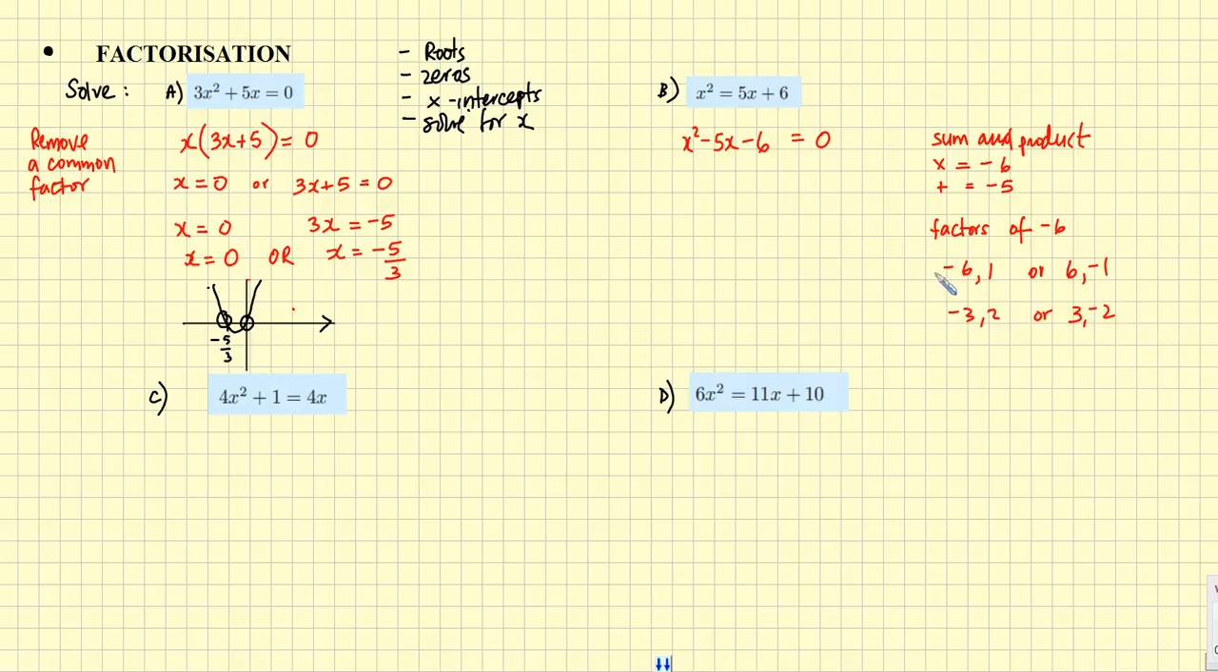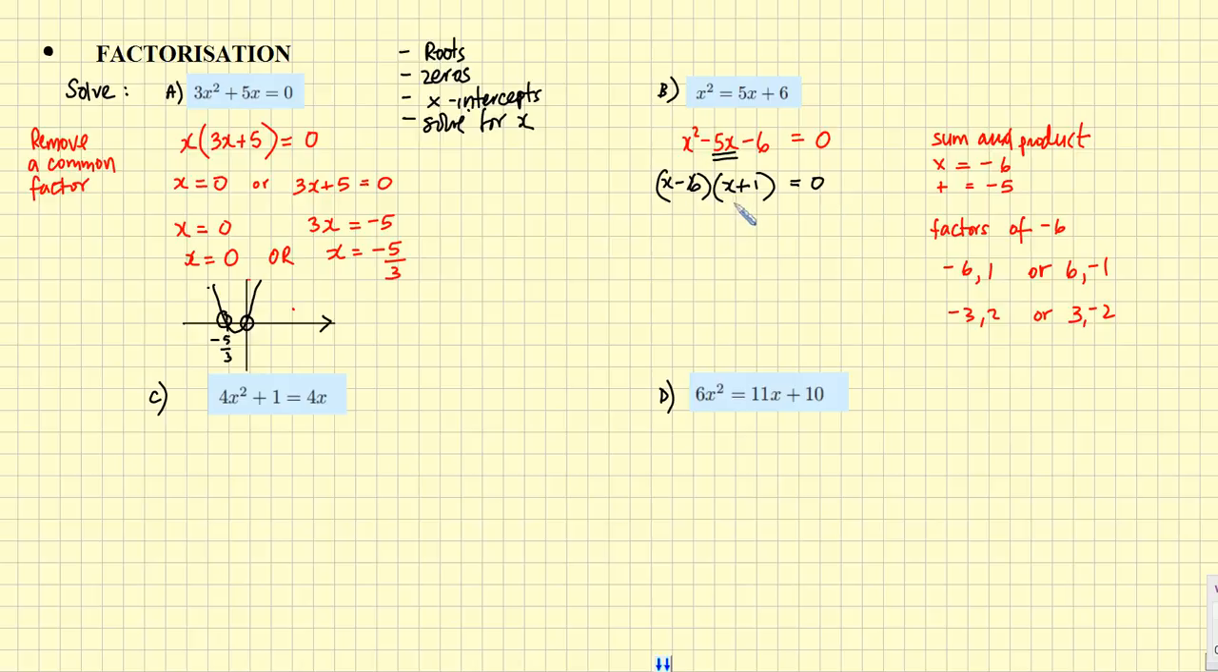Now, based on these four possibilities, and if I look at what my sum has to be here in the middle, I've got negative 5x, I would say that the numbers are going to have to be negative 6 and positive 1, because otherwise negative 3 plus 2 would give me a negative 1. So now we have x minus 6 times x plus 1 is equal to 0.